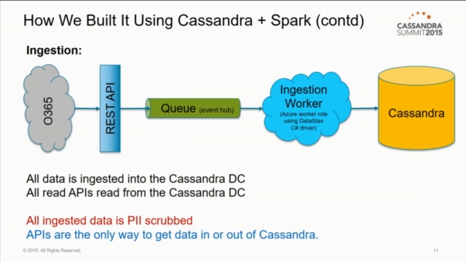So we decided we'd go with the REST API, and behind that API, we'd put a queue. But we chose the Azure Event Hub. So where a lot of people would choose Kafka, we didn't want to go and try a whole other technology while we were learning Cassandra as a technology.